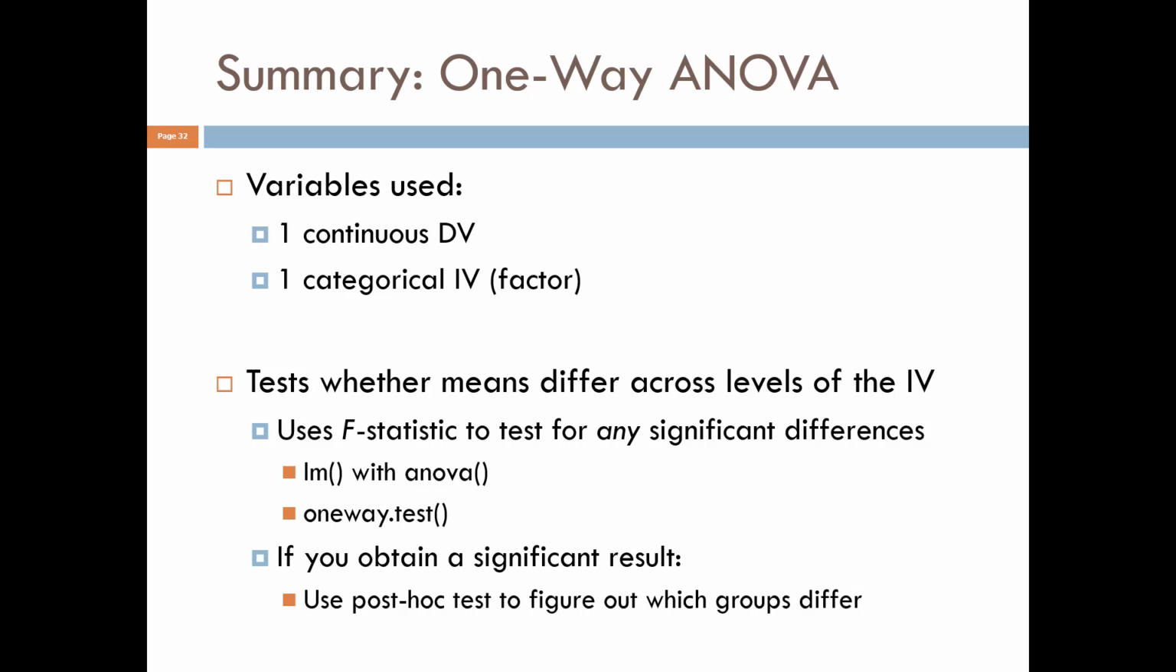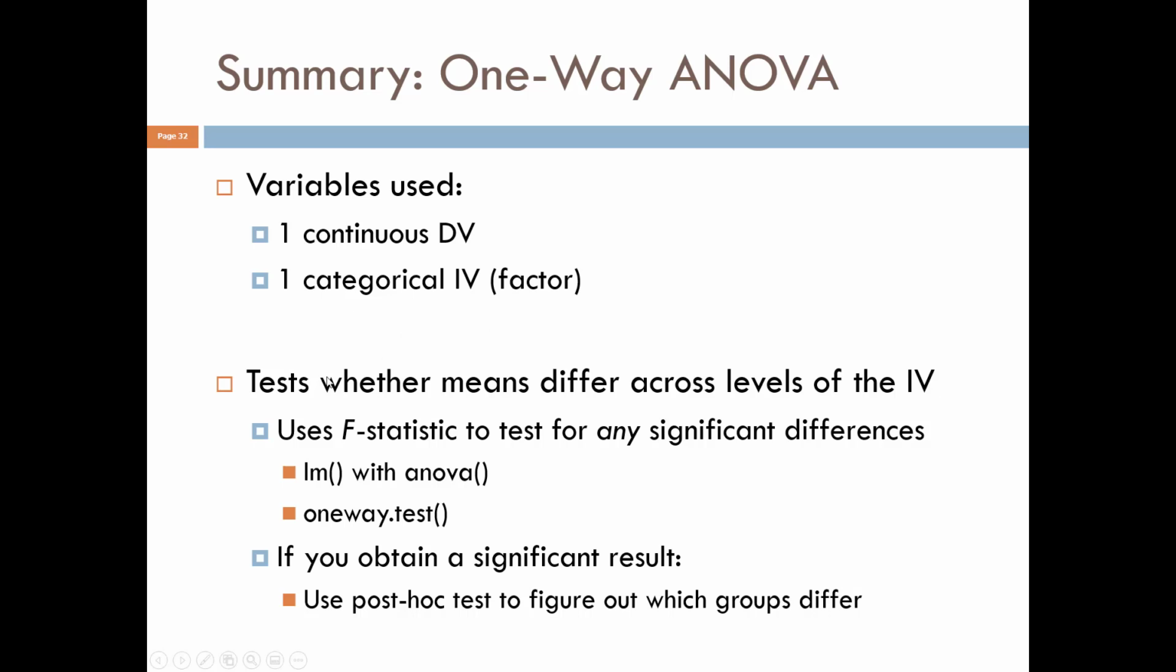So here's a summary of one-way ANOVA. You would have one continuous variable that serves as a dependent variable, and then one categorical variable that serves as a factor. This factor can have multiple levels, so not just two like in the independent samples t-test. One-way ANOVA can handle more than two groups to compare.